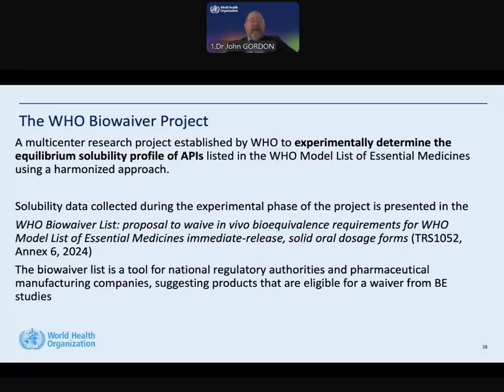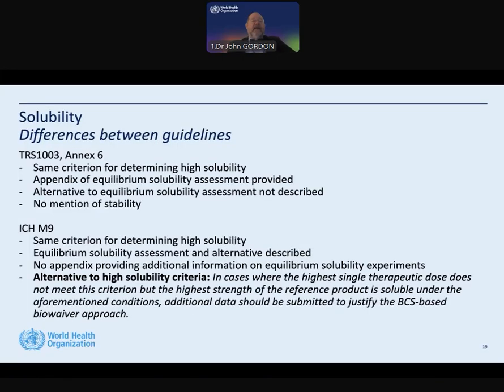So the data collected from this project is compiled and presented in WHO reporting in the technical report series, and it's updated annually. The most recent version of the Biowaiver list is in the 2024 TRS from the expert committee, report from the expert committee. And this is the tool, as I said, that's valuable for NRAs and manufacturers and other interested stakeholders that are considering whether a product may be eligible for a BCS-based Biowaiver. But I'll let Marival talk more about that a little later.